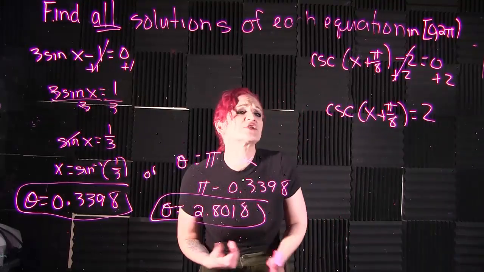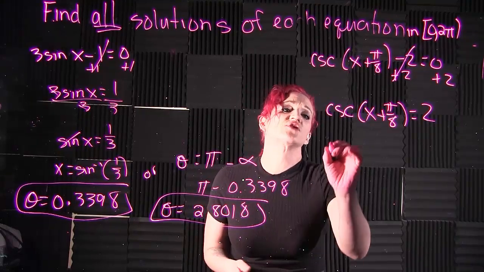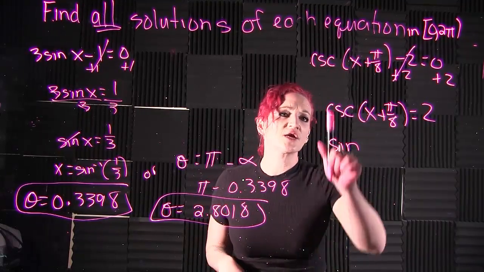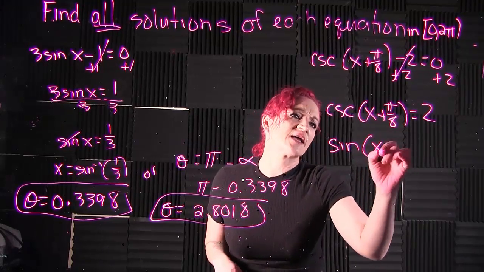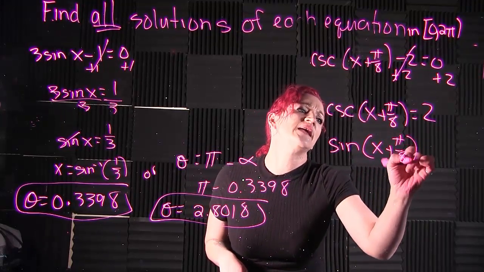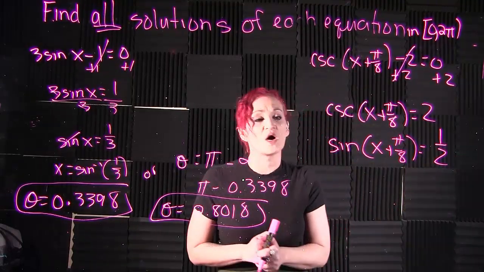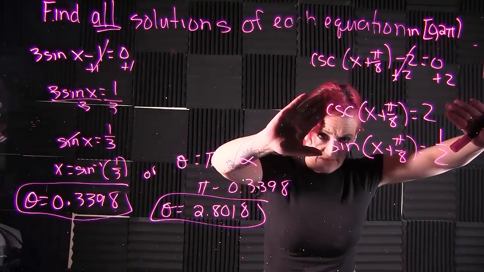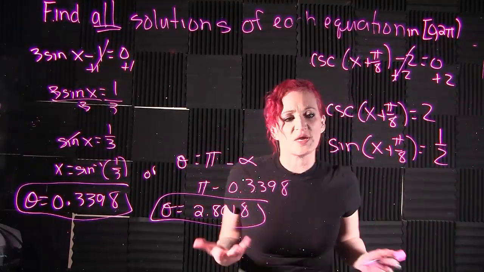What I could do at this point here is I know that cosecant and sine are inverses of each other. So putting that in here, cosecant is going to be the inverse of sine. This will give me sine of x plus pi over 8. And taking the inverse of the right-hand side is going to give us a 1/2. All right, so take the inverse of each side. Inverse of cosecant is sine. Inverse of 2 is 1/2.